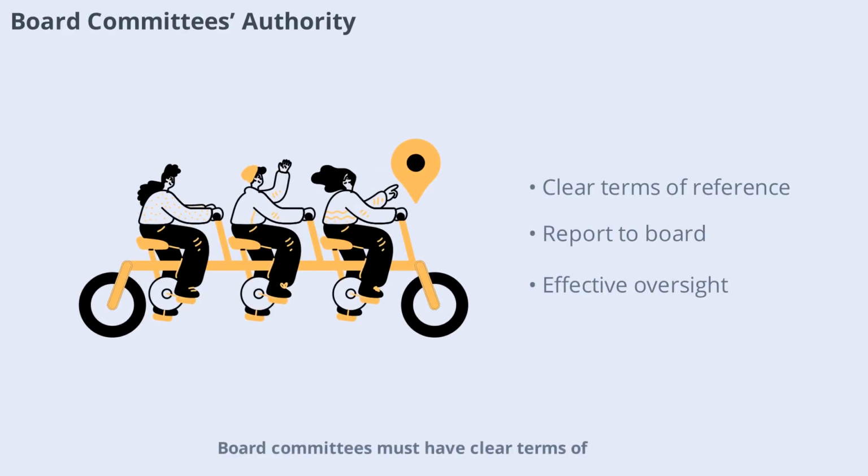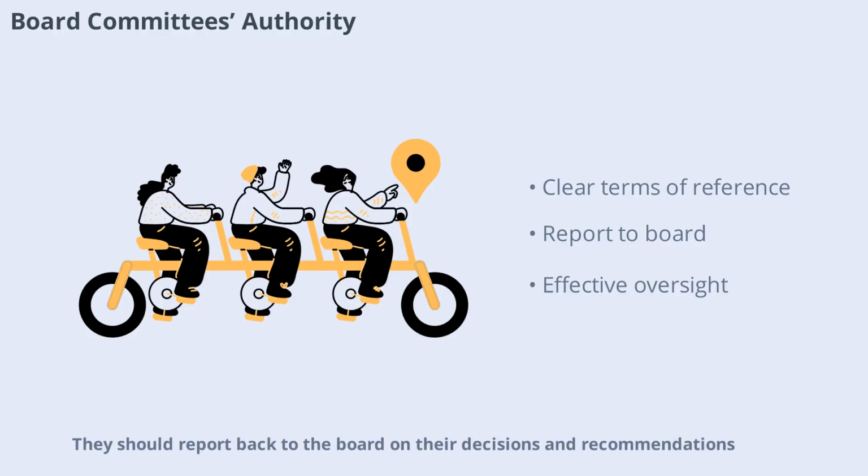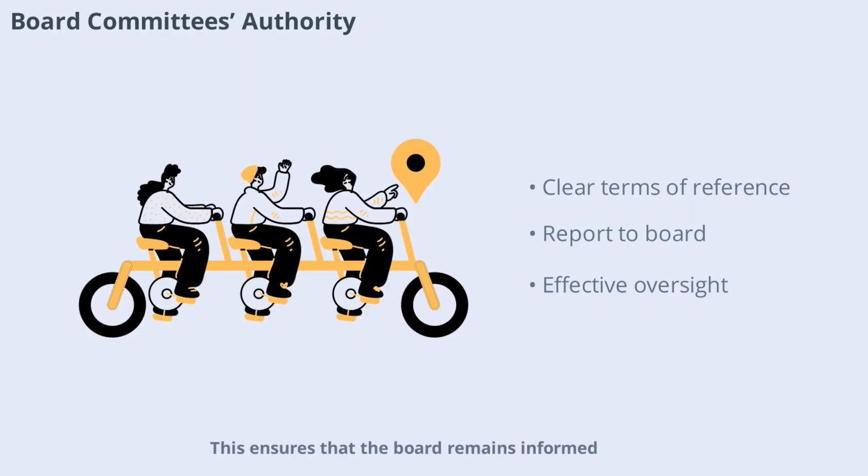Board committees must have clear terms of reference that outline their authority and duties. They should report back to the board on their decisions and recommendations unless restricted by legal or regulatory requirements. This ensures that the board remains informed and can provide effective oversight of committee activities.